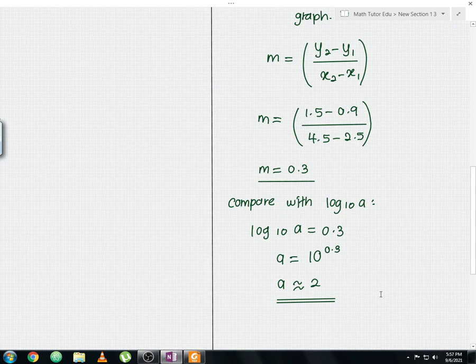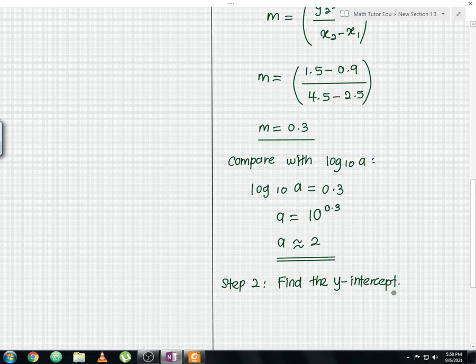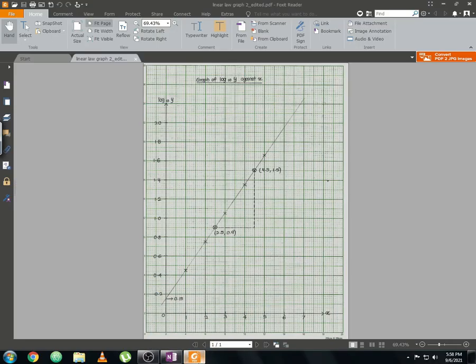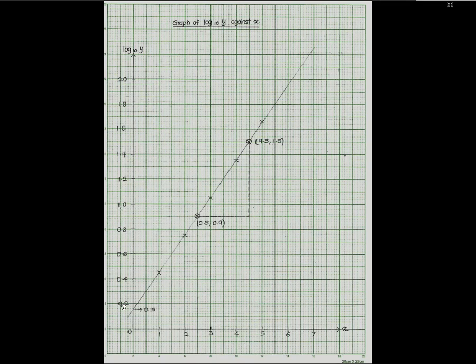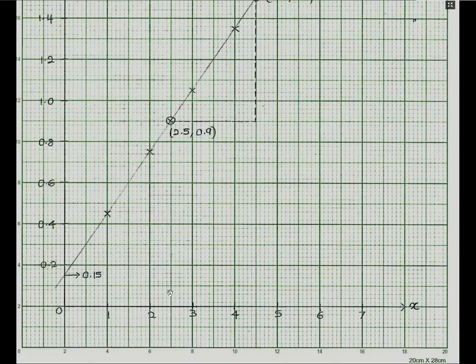Once you already get the value of a, now you proceed to find the value of b. So how to find the value of b? Since in the first step you have already found the gradient of the graph, the second step is that we need to find the y-intercept. So let me write here, step 2, find the y-intercept. Let us open the graph again. Let me put this into full screen mode. I've already labeled the y-intercept for you. From the graph, as you can see here closely, let me zoom in. Your y-intercept is actually 0.15.